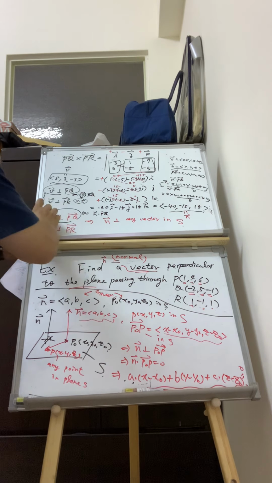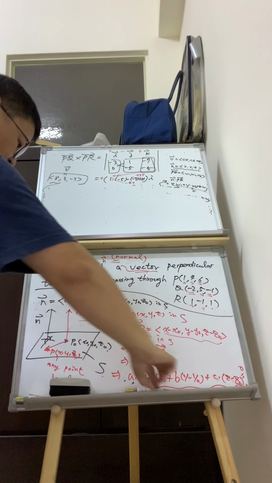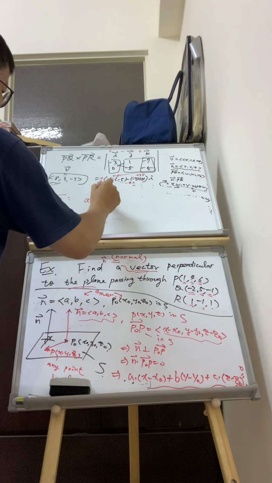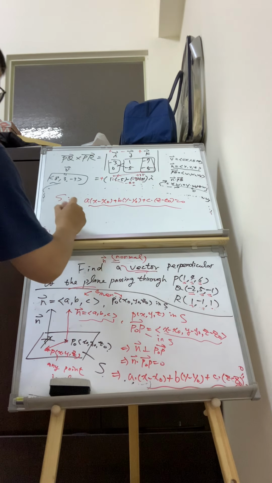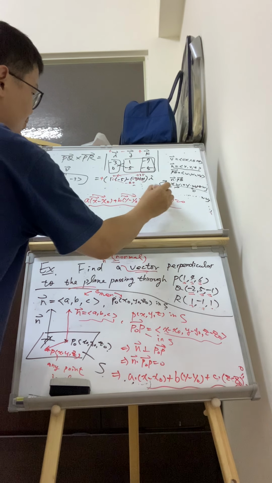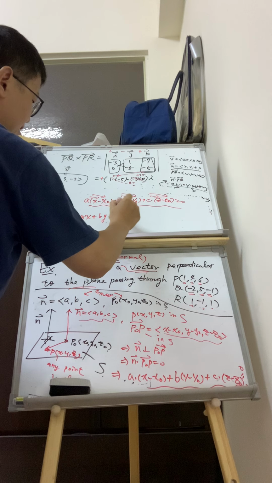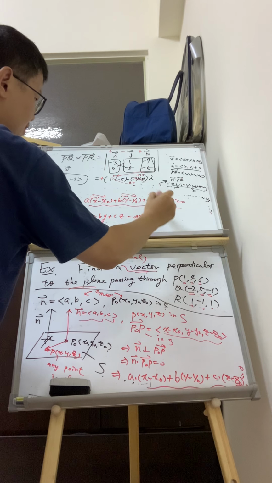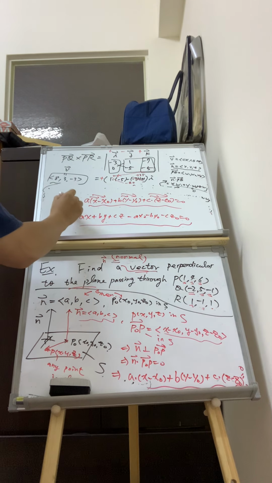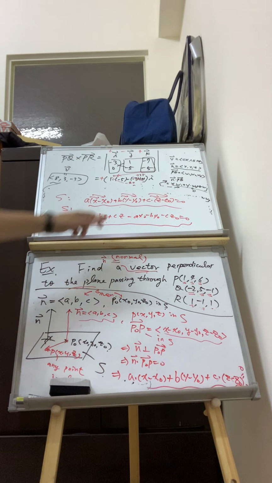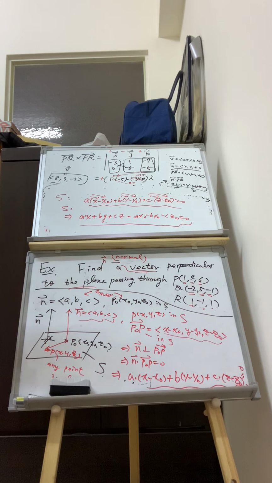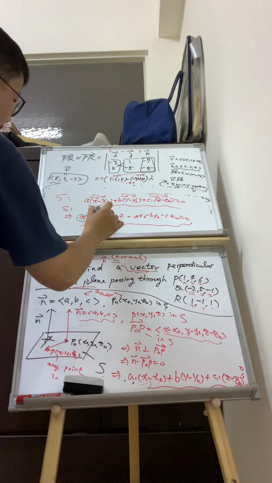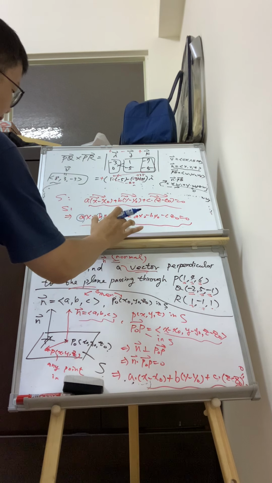So the plane S satisfies this equation. If you use the distributive law, you will get AX plus BY plus CZ minus AX0 minus BY0 minus CZ0 equals 0. Here A, B, C is given, and X0, Y0, Z0 is given, so we can exactly calculate the plane S.